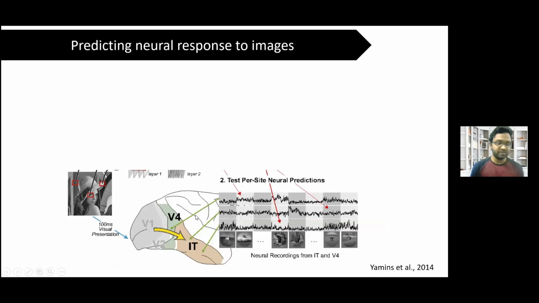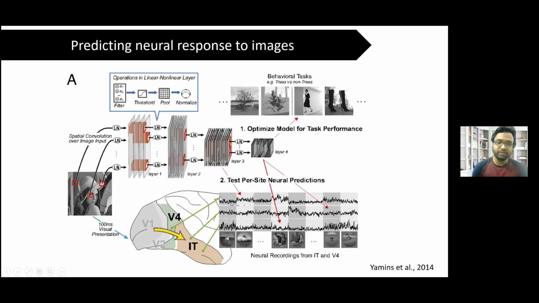These are some example neurons, showing the firing rate of the example neurons. There are different categories of images that they show, and their corresponding activations are shown over here. The question was, they tried to build a model to predict this neural response. In this case, it's not a neural network or AlexNet, but it is equivalent in that it is a hierarchical architecture.